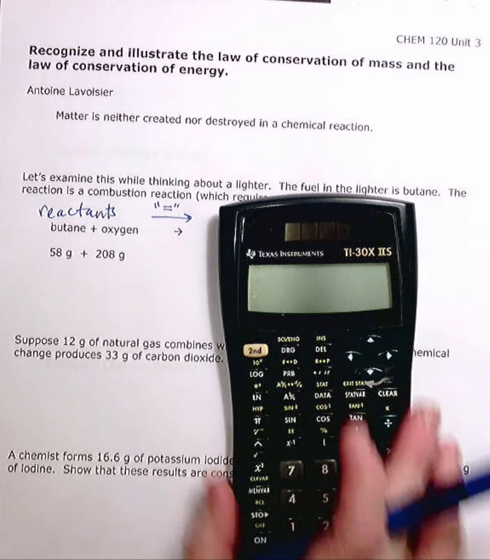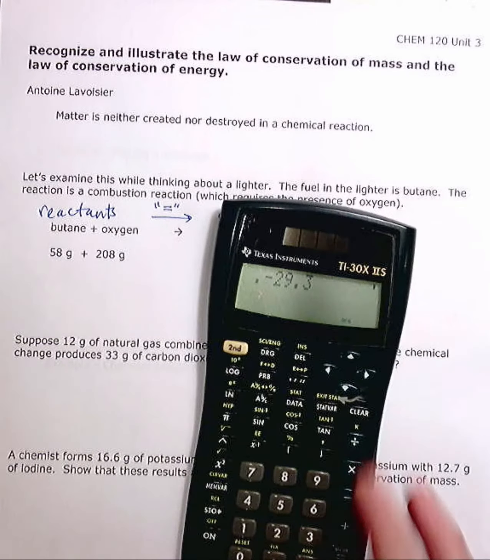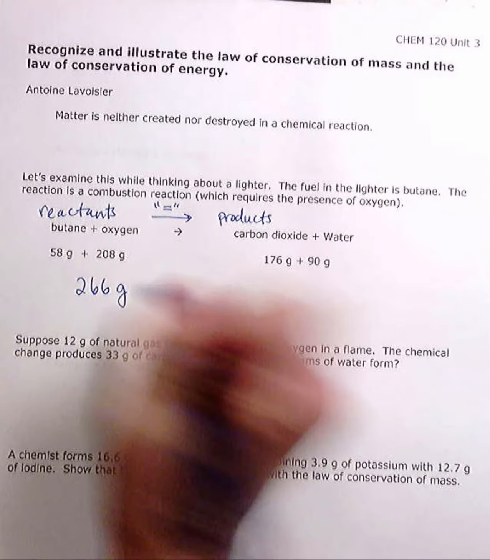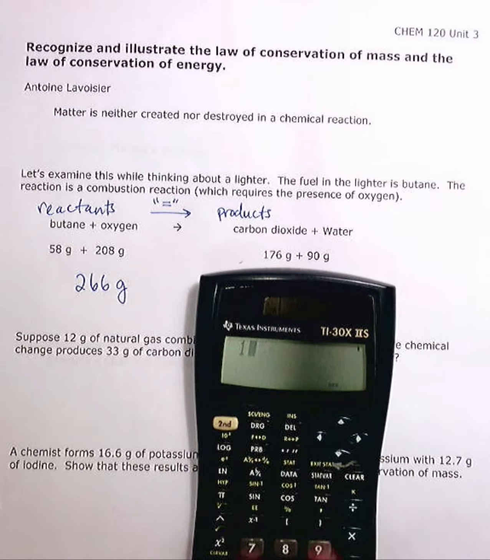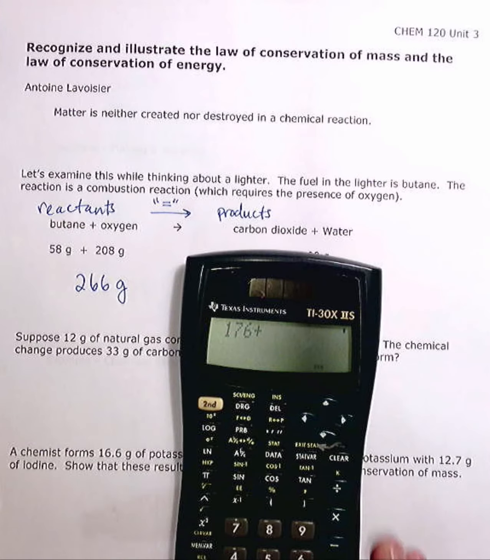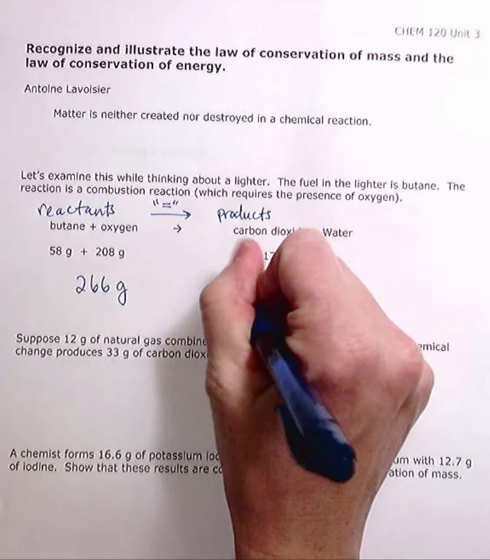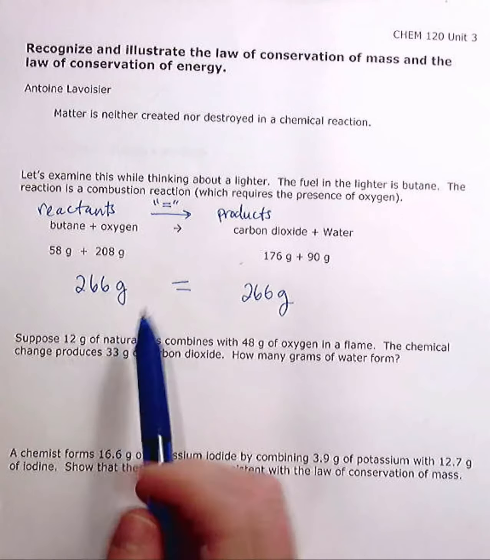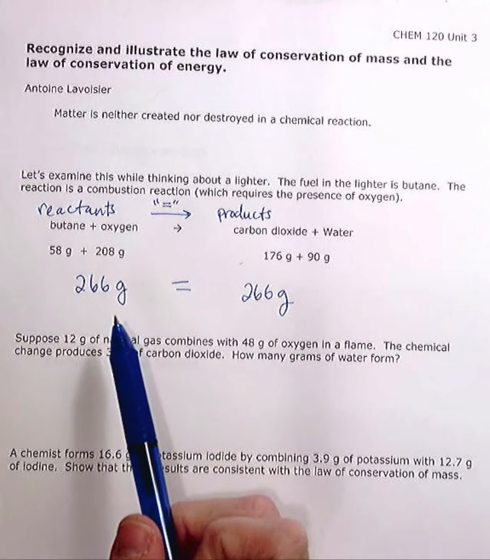So let's see if this is true in this butane lighter. 58 plus 208 gives you 266 grams. And then 176 plus 90 gives you 266 grams. So this reaction obeys the law of conservation of mass. Now, let's look at some problems.